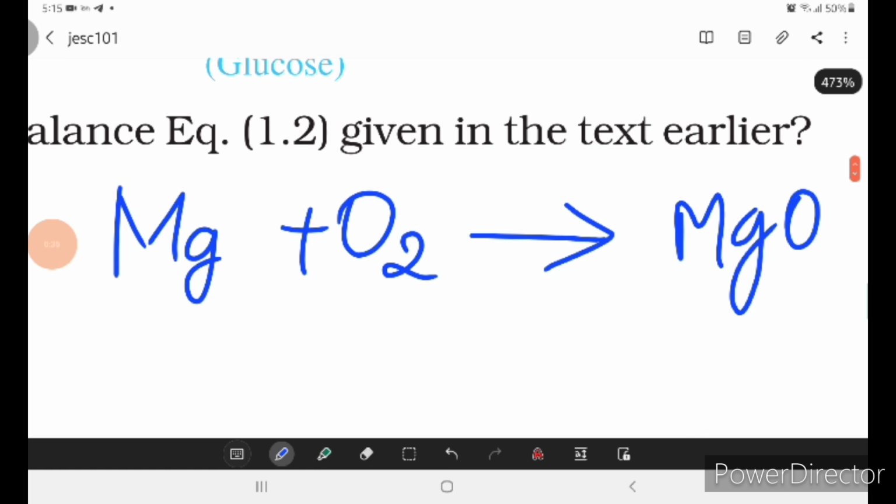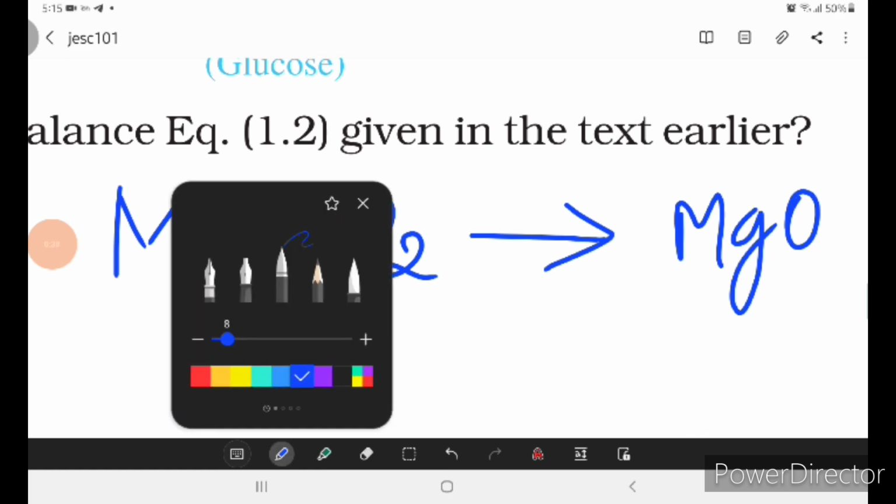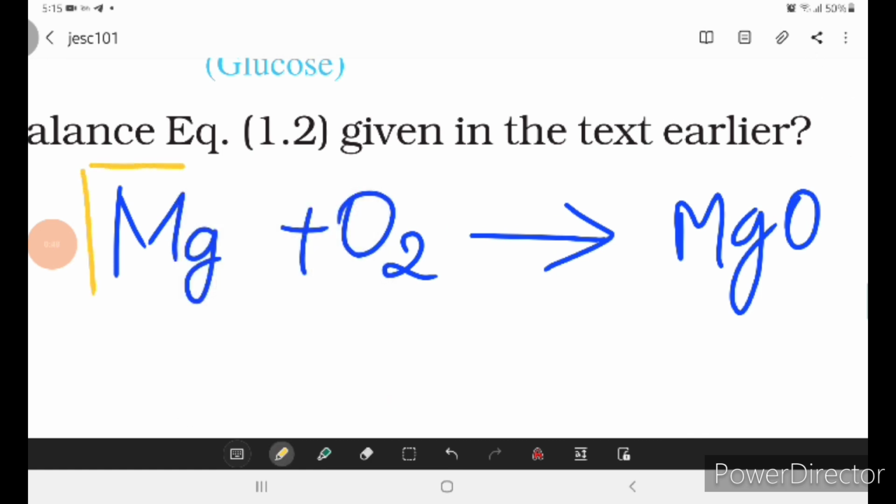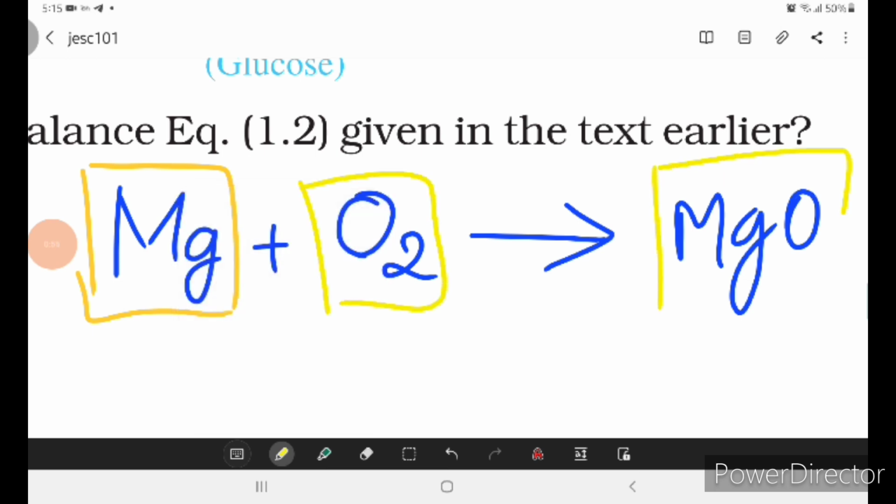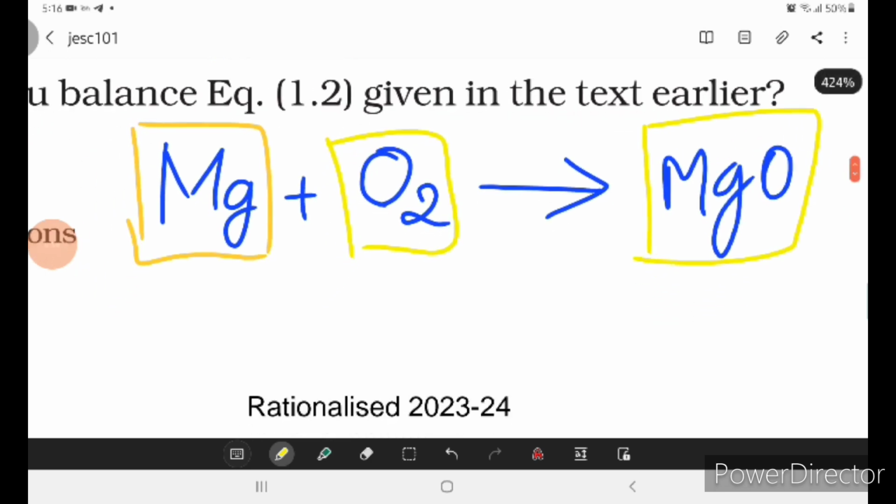I'll just tell you the steps orally. Later we can write. Now the first step is to draw the boxes. Let us actually draw it. Plus O2. Let's draw the boxes. Now the second step is to count the number of atoms on both sides of the arrow. Number of atoms of magnesium 1, oxygen 2, oxygen 1.